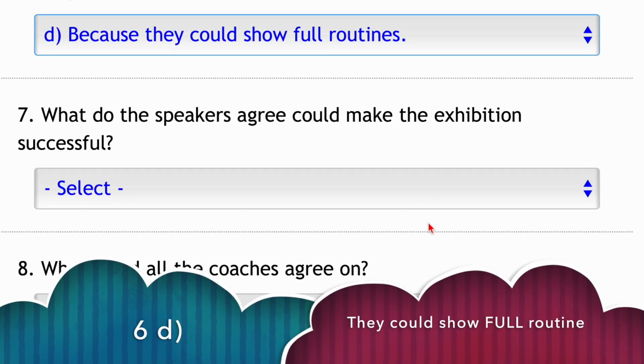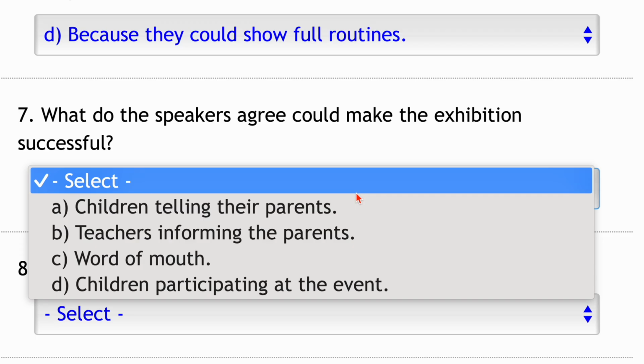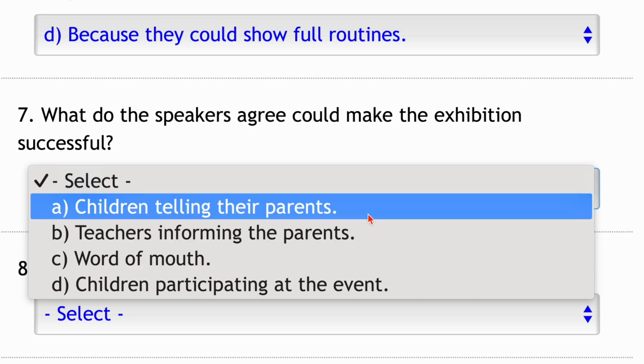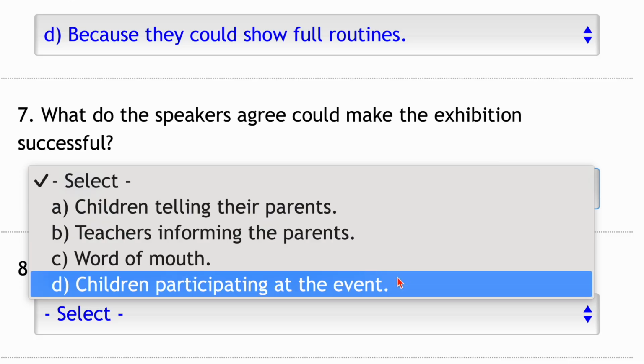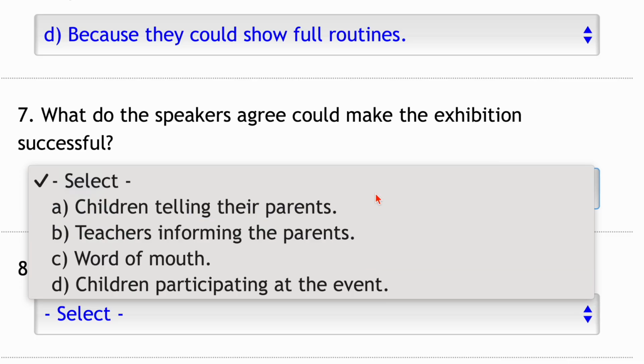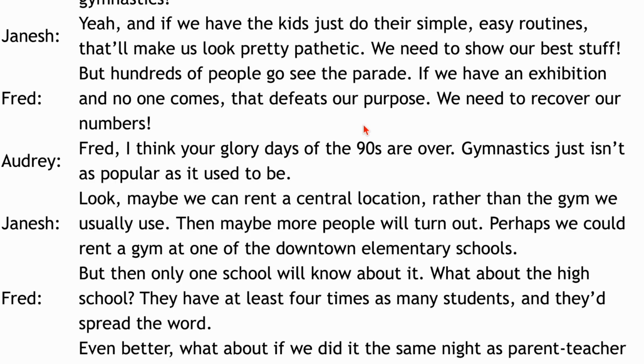Okay. 7, what do the speakers agree could make the exhibition successful? Children telling their parents, teachers informing the parents, word of mouth, children participating at the event. I think we read that over here.